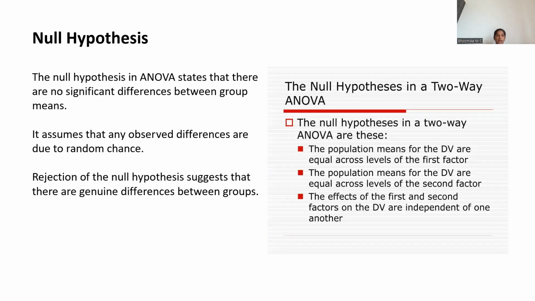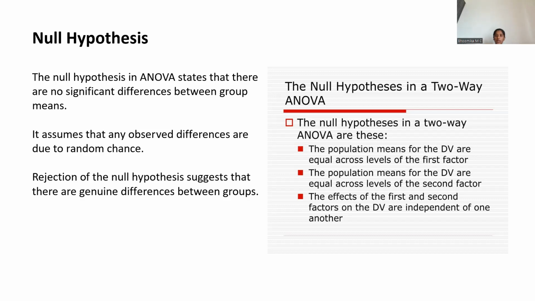Null hypothesis. The null hypothesis in ANOVA states that there are no significant differences between the group means. It assumes that any observed differences are due to random chance. Rejection of the null hypothesis suggests that there are genuine differences between the groups.